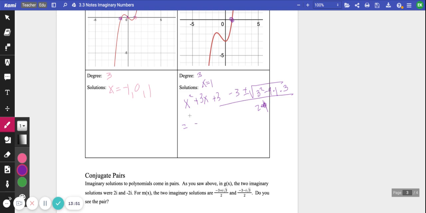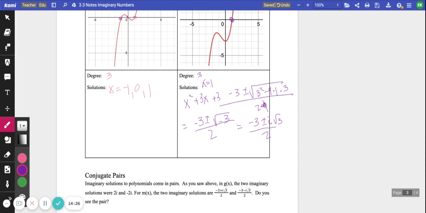So now let's simplify. So I have -3 plus or minus, so that's 9 minus 12. So that'll be the square root of -3 all over 2. So if I simplify this, I get -3 plus or minus i times the square root of 3 all over 2. So the plus is one answer, the minus is another answer. So I have 1, 2, 3 solutions. Now your imaginary solutions will always come in pairs because you always have the plus and the minus.